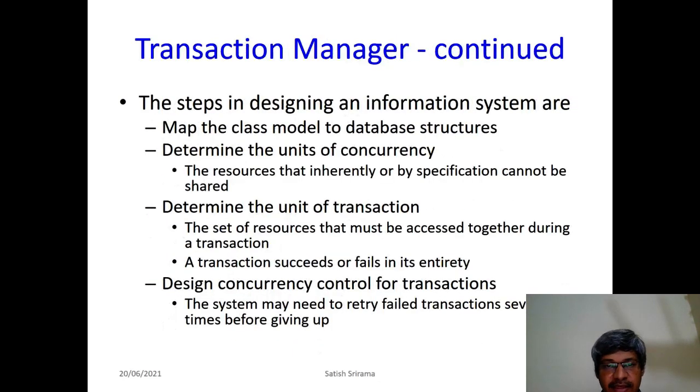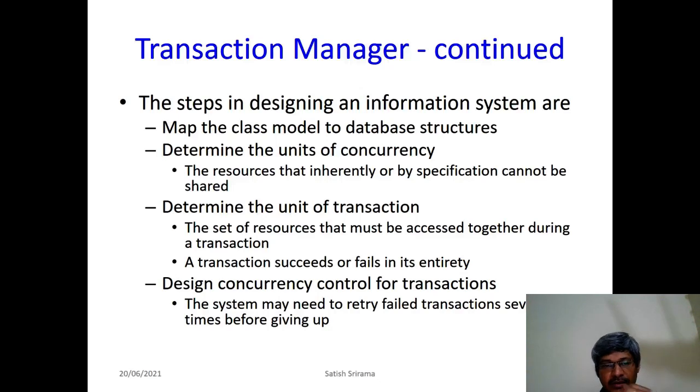So the steps in designing an information system, especially a transaction manager or something like this. We must first map the class model to the database structures. That's what you are actually doing. Then you have to determine the units of concurrency, the resources that inherently or by specification cannot be shared. For example, while you are making a modification, you cannot make another read.